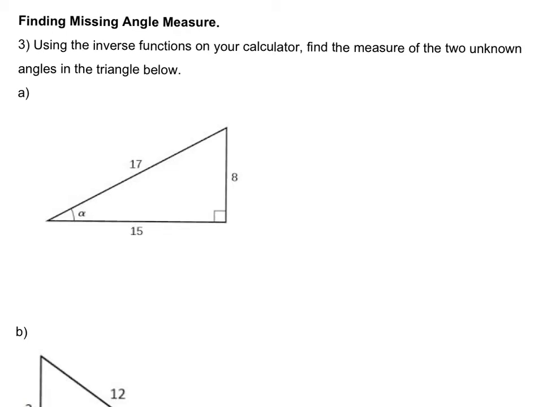Okay? So here's how this works. This is a little bit different. So I'm going to decide in this case that I want to use the sine ratio. So sine of alpha is going to be opposite, which is 8, over hypotenuse, which is 17. All right? Now, because of the way that these ratios work, what I have to do now is ask my calculator what angle gives me 8 over 17 when I divide the opposite by the hypotenuse.